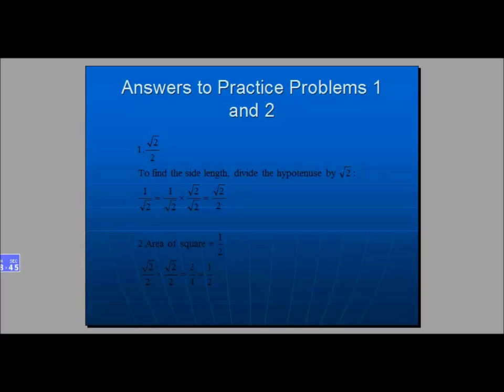The area of the square is 1 over 2. Recall from part 1 that each side length is the square root of 2 over 2. To find the area of the square, we multiply that by itself, so we have the square root of 2 over 2 times the square root of 2 over 2, which is 2 over 4, which reduces to 1/2.